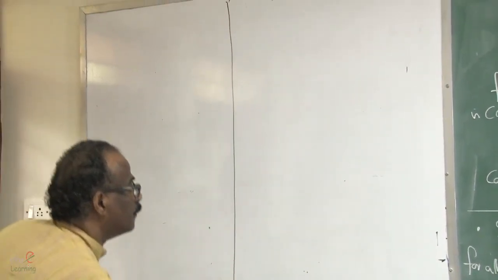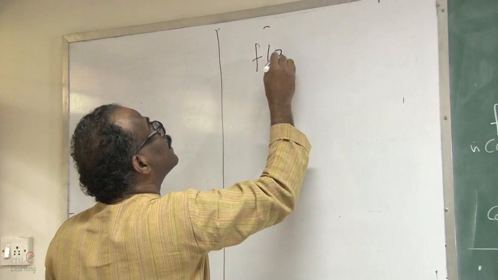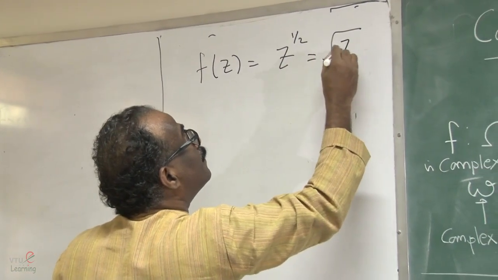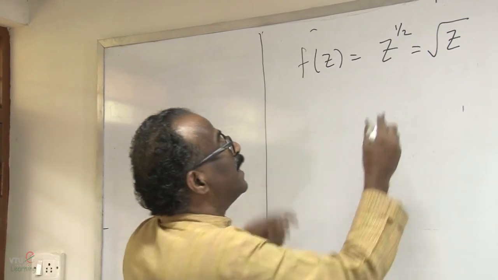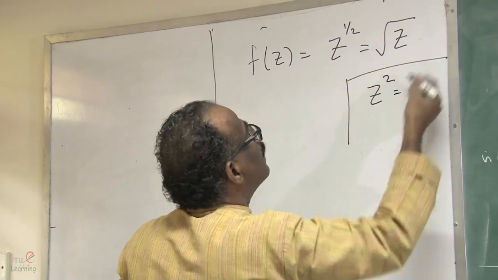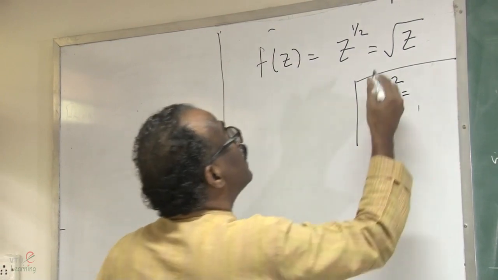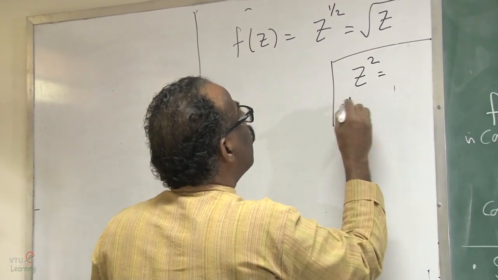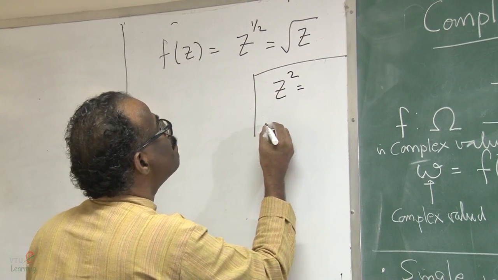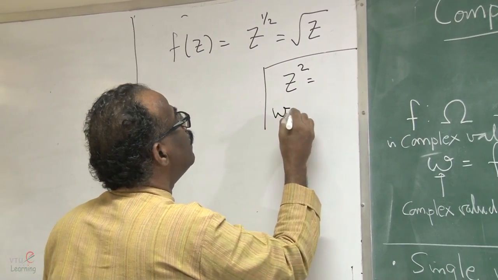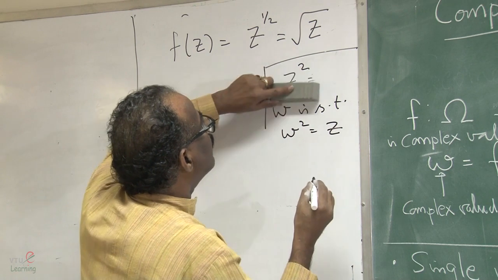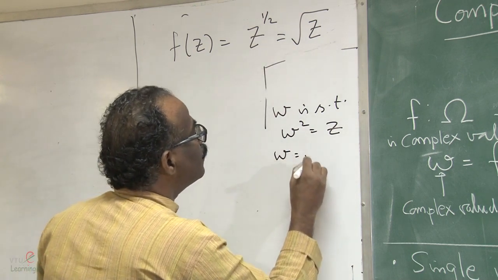On the other hand, look at this example: f(z) equal to z power half. This is nothing but the square root of z. So far we have studied that this is nothing but the solutions of w square equal to something. We are looking for the solutions, right? If w is such that w square is equal to z, then you call it w is equal to square root of z.